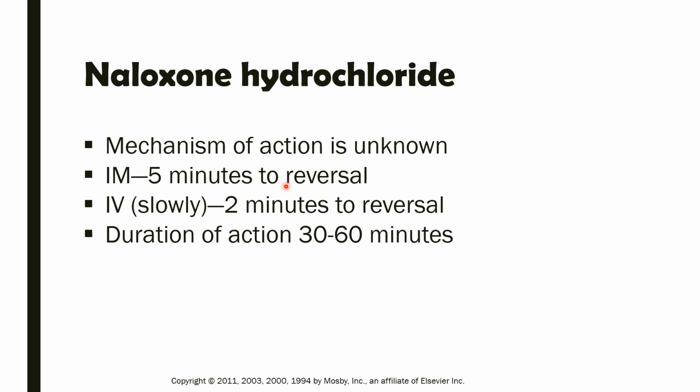It takes about 5 minutes for the reversal when given IM. If you give it slowly IV, it is about 2 minutes for the reversal. If your original opioid agonist is going to last longer than 30 to 60 minutes, then those animals might become sedated again and might have some of these effects coming back. So these are the reversal agents.